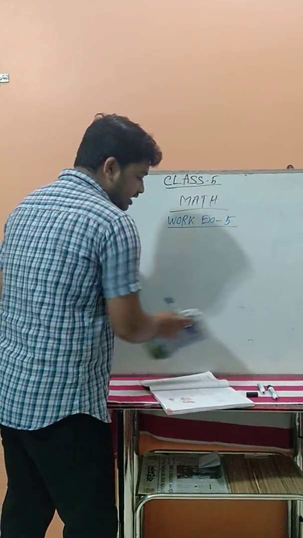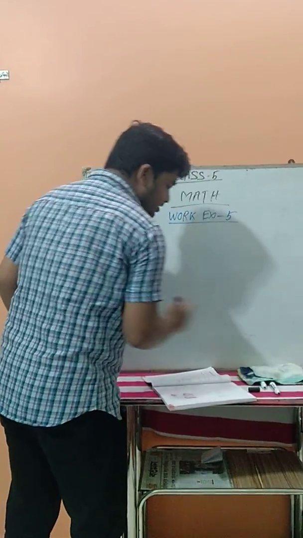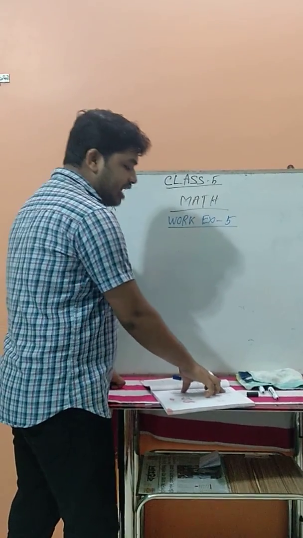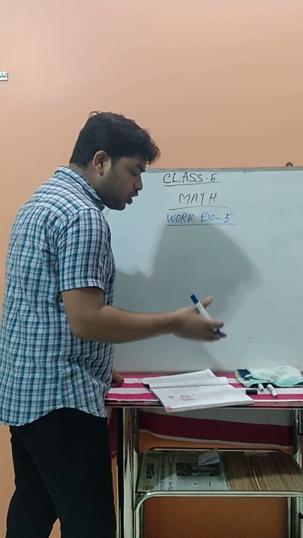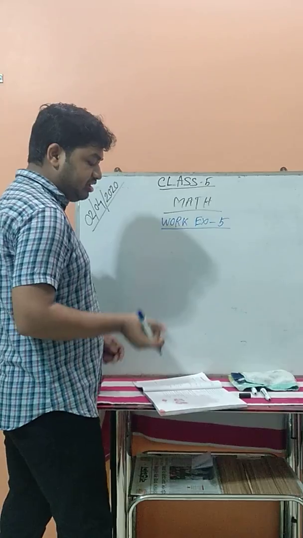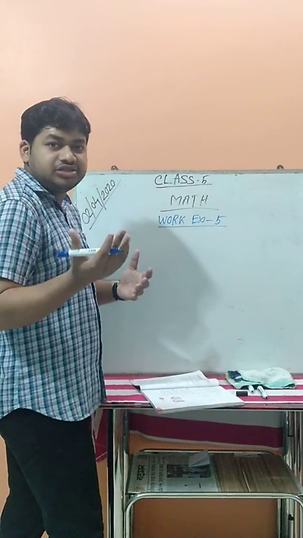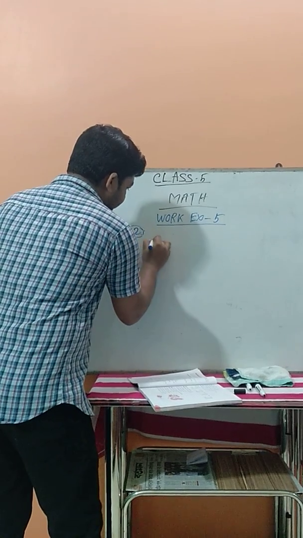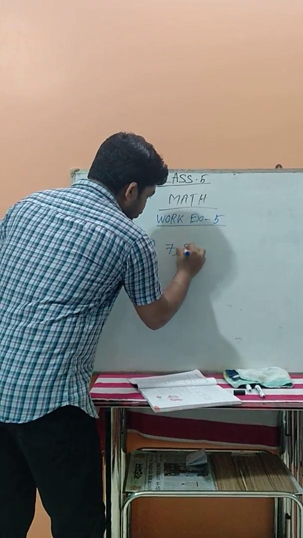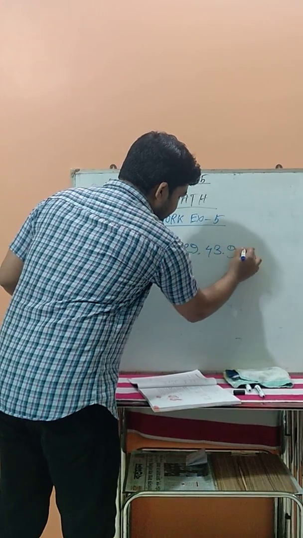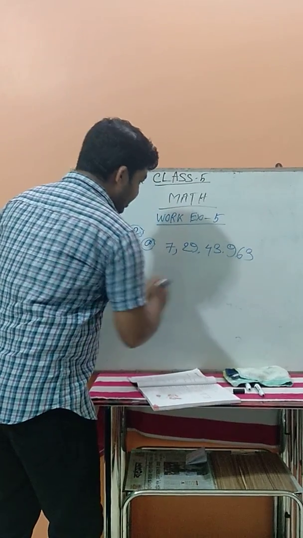Okay. And see the next one, number 2. Write the number which is 16,000 more than, here is given 7 crore 29 lakh 43,963. Now more than means add, so I have to add. So write first, number 2a, 729 43,963. So again 16,000.